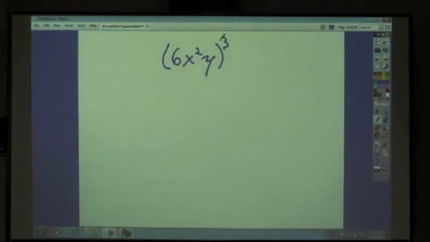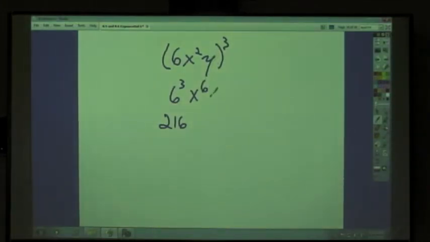So I can raise 6 to the third power, and that's going to give me 216 when I multiply that out using my calculator if I can't do it in my head. Then I have x squared raised to the third power. Here's where you have to remember another property. When you raise a power to a power, you multiply. So what's 2 times 3? It's 6. So that would be x to the 6th power.